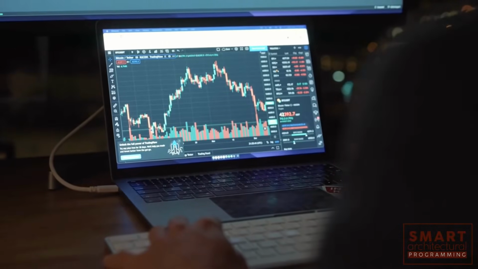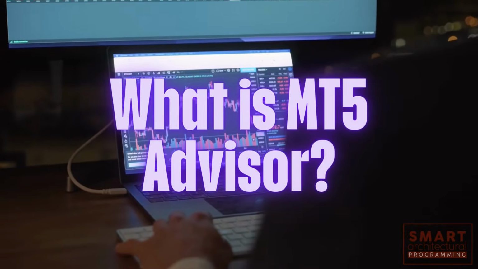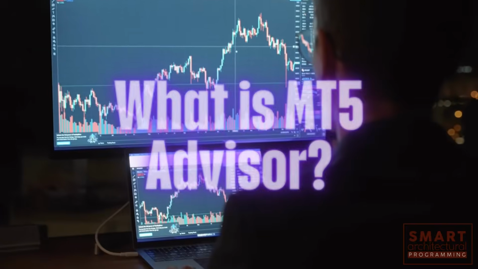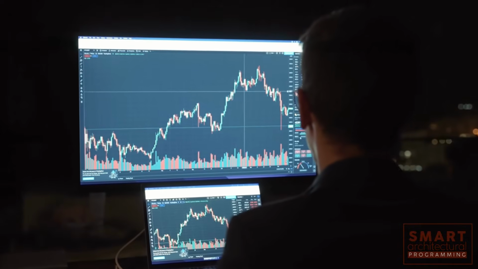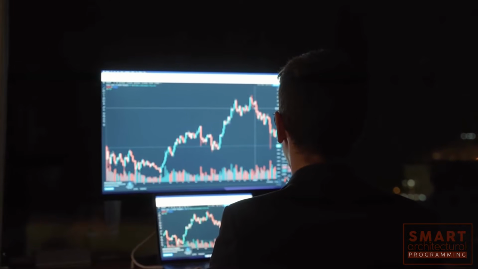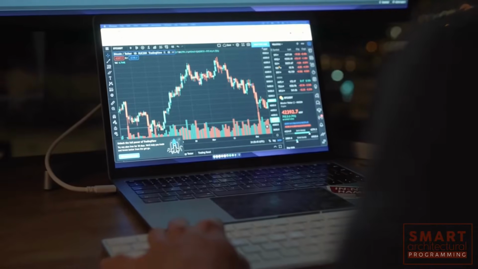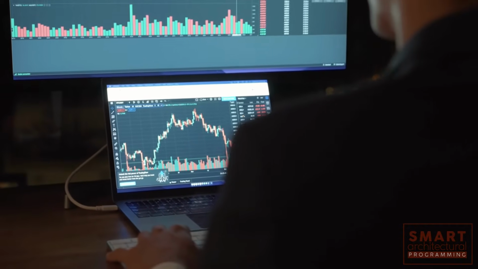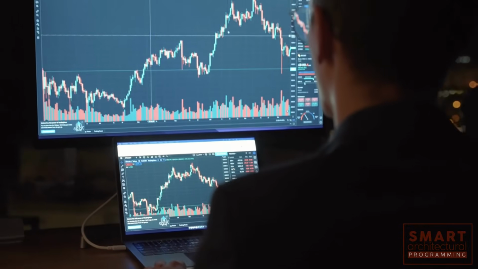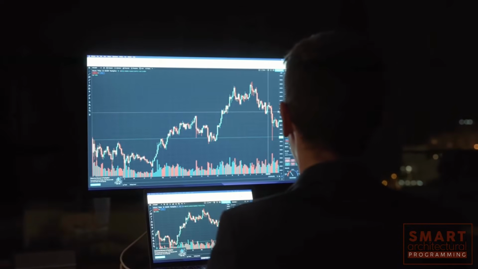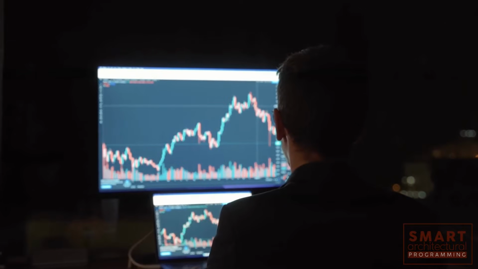At the same time, the next thing we need to understand is what MT5 advisors are. Our company, SAP, has been creating, curating, and coding MT5 advisors for a long time now, with more than 500 clients that we've dealt with, creating MT5 advisors for them. So we have a lot of authority when we define what MT5 advisors are.